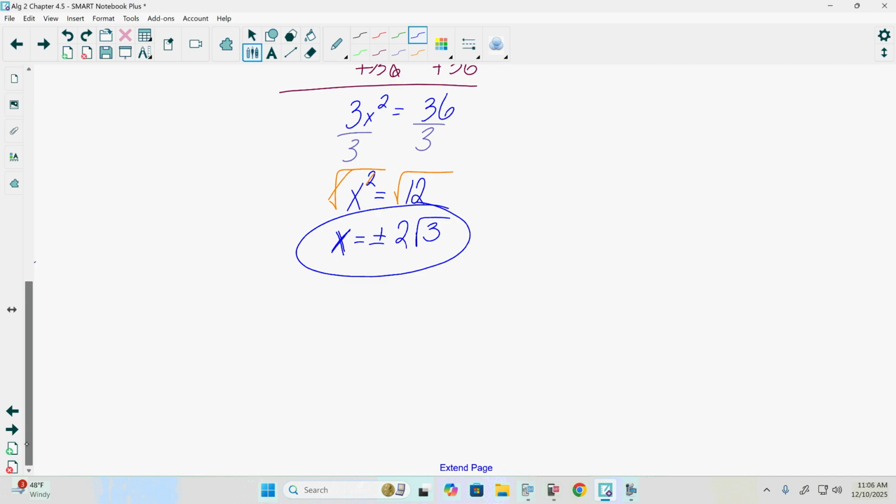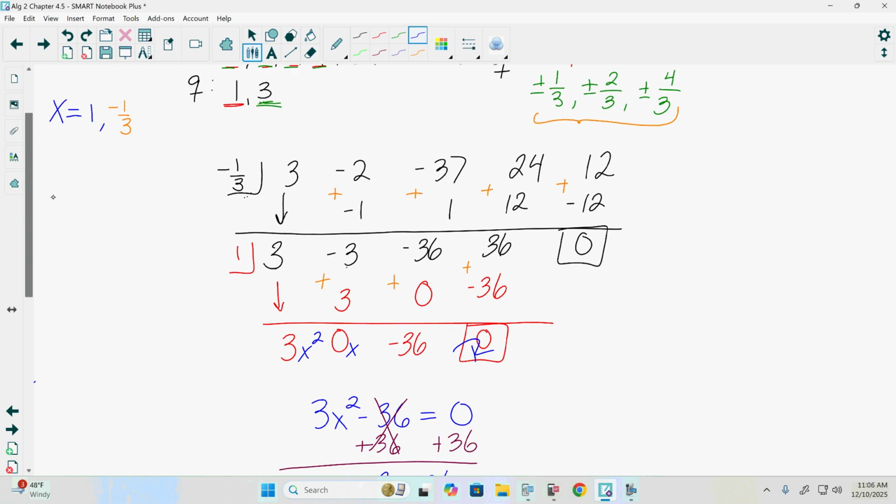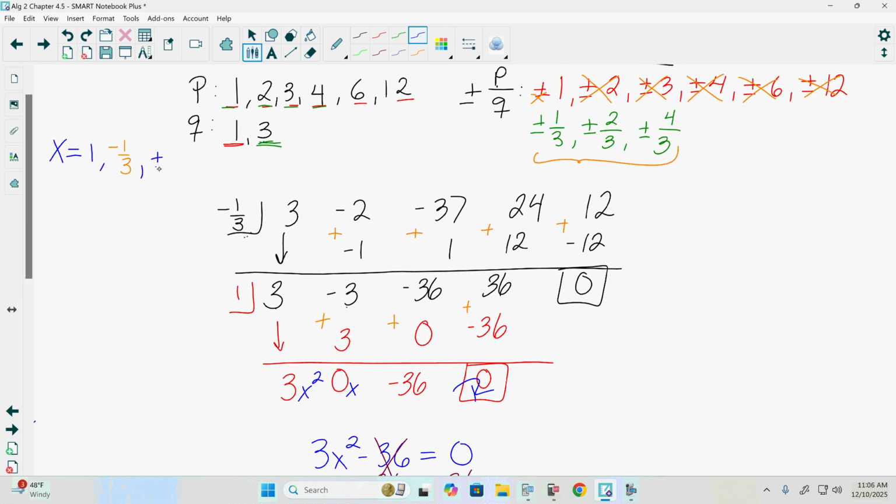And that's it. So our solution for this here, the values of x that will make this be 0, is 1, negative 1/3, and plus or minus 2 square roots of 3. Those are our 4 solutions for this here. Questions on this here?